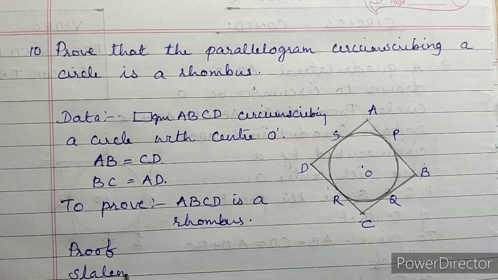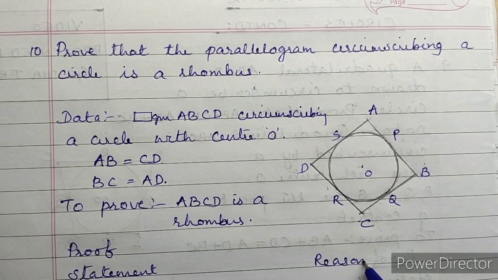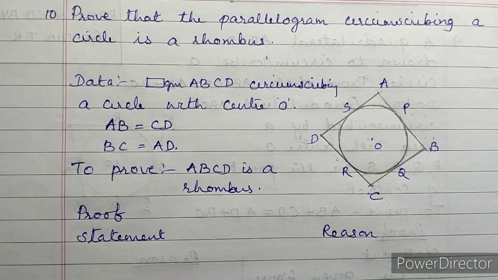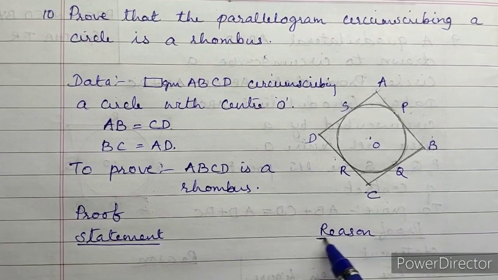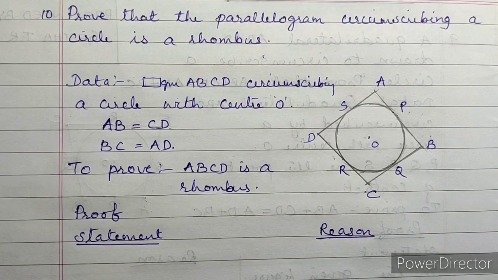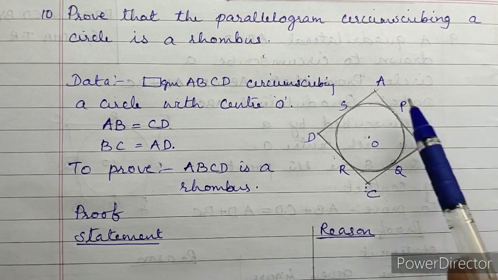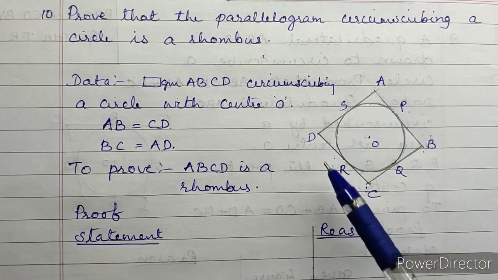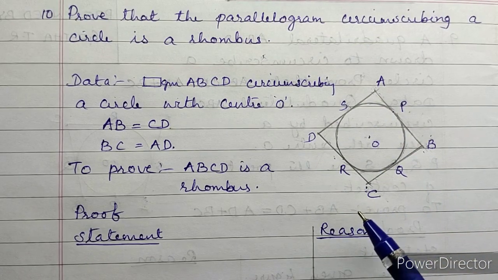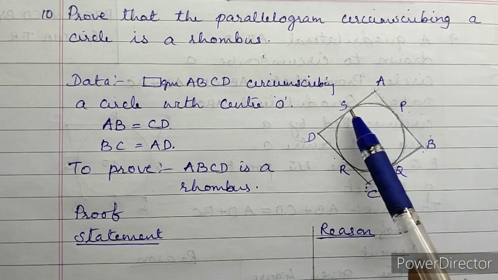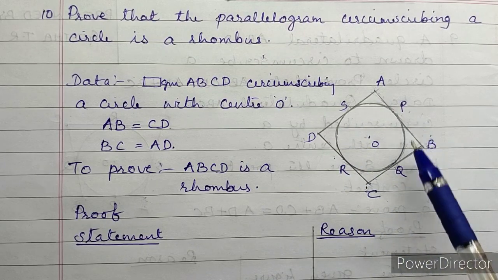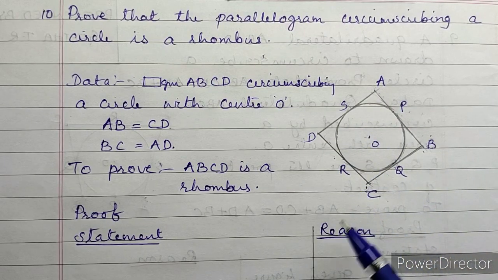Statement and reason. So similar to the previous sum, each vertex of the parallelogram is an external point, and the points of contact we have already marked. So P, Q, R, S are the points of contact for each side.